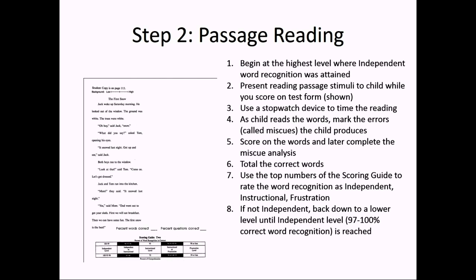If not independent, you're going to back down and go to a lower level until the independent level is achieved. Then you continue on to higher passages until the frustration level, which is 90% or below, is reached. And again, that would be 10 errors or more.